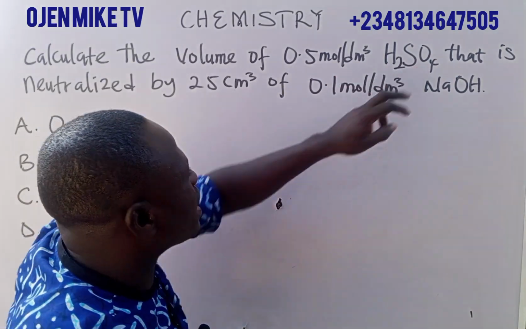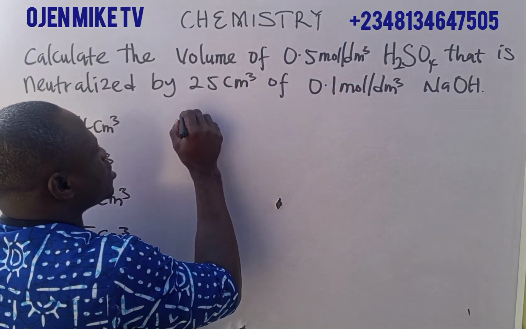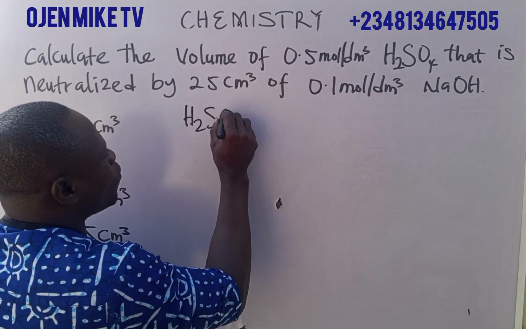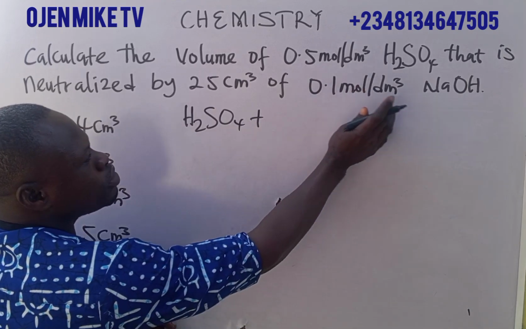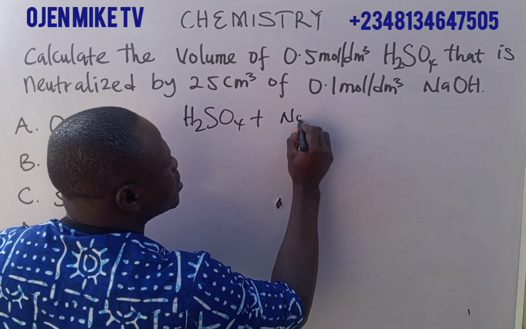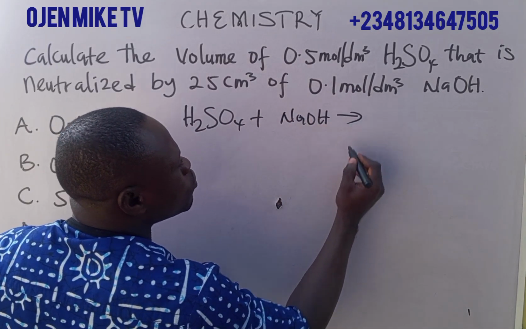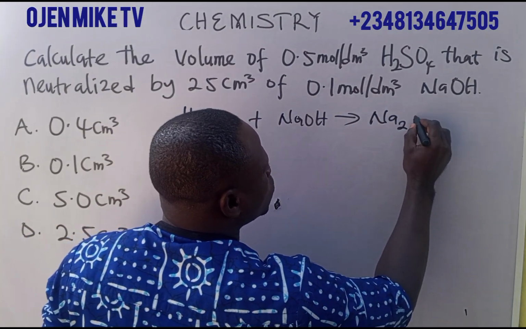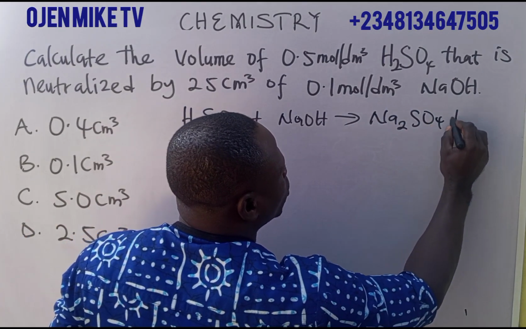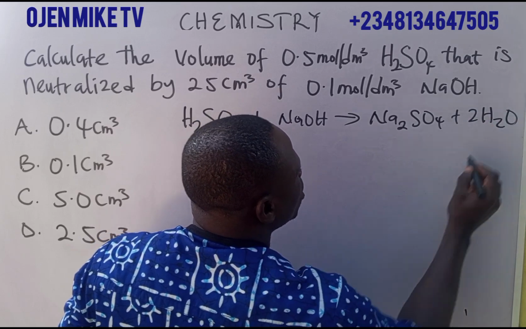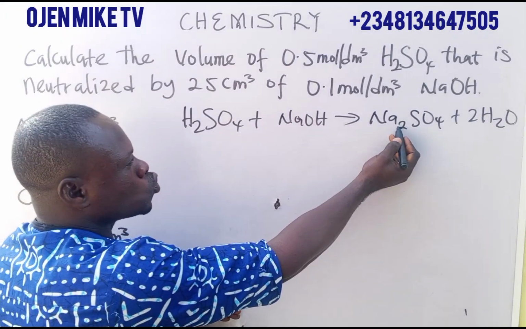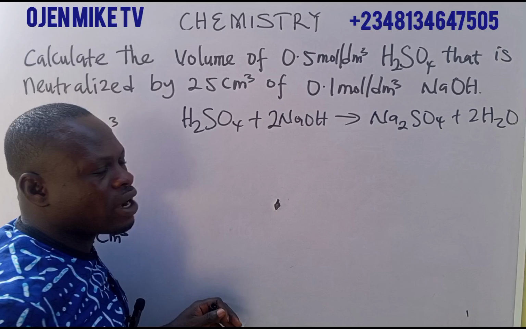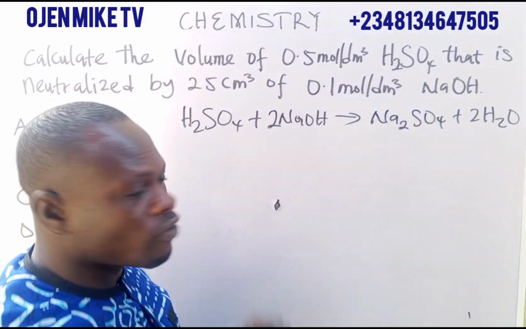Look at this acid, H2SO4, plus this base, NaOH, will give you Na2SO4 plus 2H2O. So here sodium is 2. We need to balance our equation. This is the equation of the reaction.